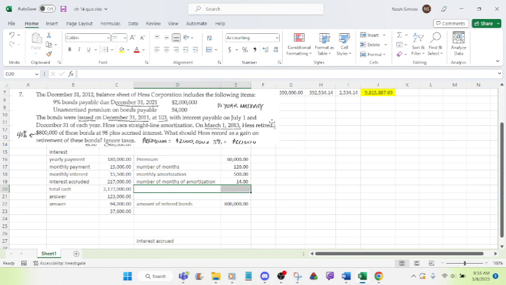So unamortized premium March 1 equals this. Well, it was this 54,000, and then you subtract 500 twice, because it's 500 a month. Oh my goodness.